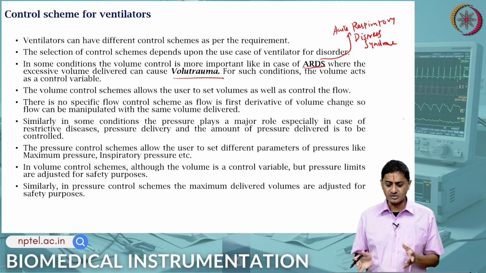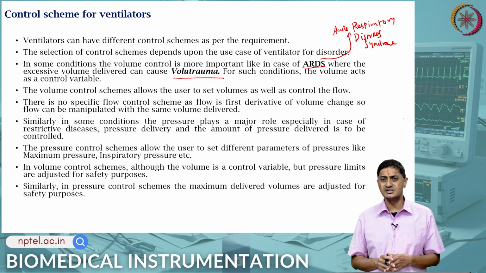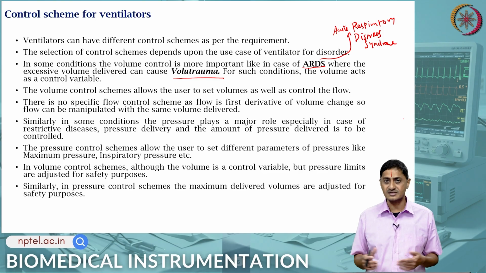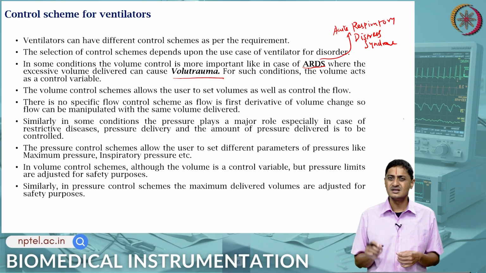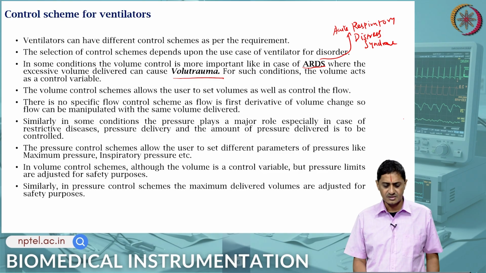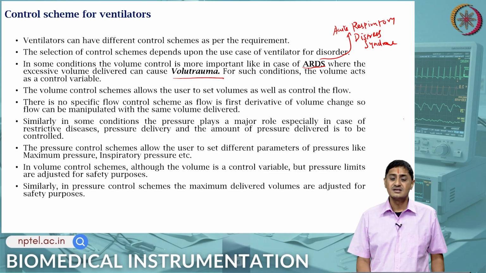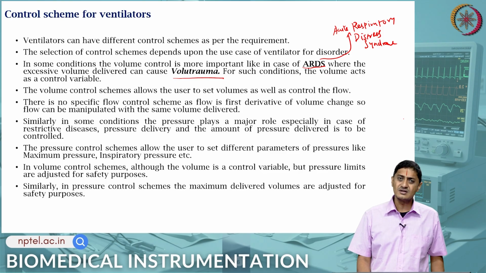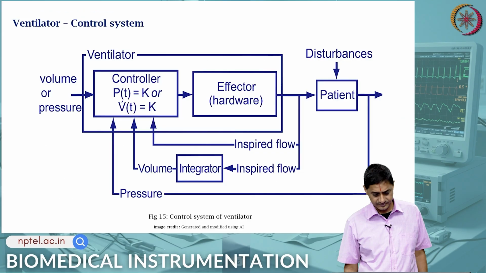Pressure control schemes will allow the clinician or the physician to set particular parameters of pressure, like maximum pressure, because above the maximum pressure it can again cause damage to the lungs, inspiratory pressure, etc. In volume control schemes, although the volume is a control variable, there is a limit. Pressure limit is adjusted for safety purposes. I already discussed this in one of the previous videos. In pressure control schemes, the maximum delivered volumes are also controlled to make sure that a volutrauma type of situation does not happen. So, these are all the various things that are simultaneously controlled.